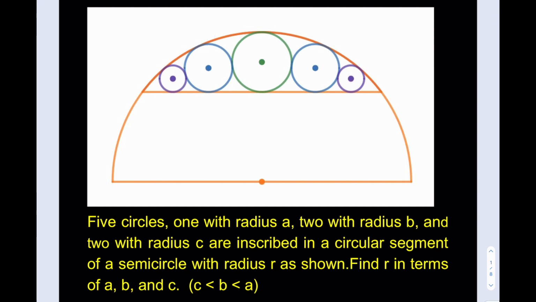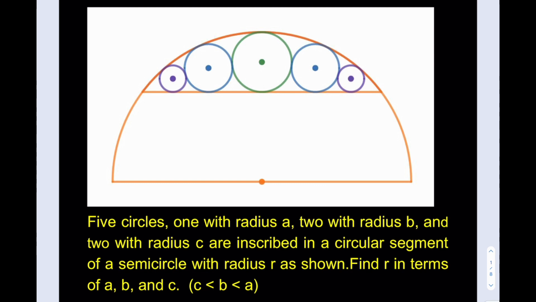Ready? Let's go. 5 circles, one with radius A, 2 with radius B, and 2 with radius C are inscribed in a circular segment of a semicircle with radius R as shown. Find R in terms of A, B, and C. And we're given that C is the smallest and A is the largest radius. Okay, great. So what are we going to do?